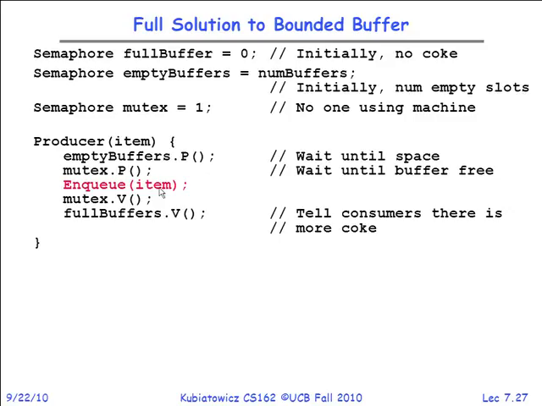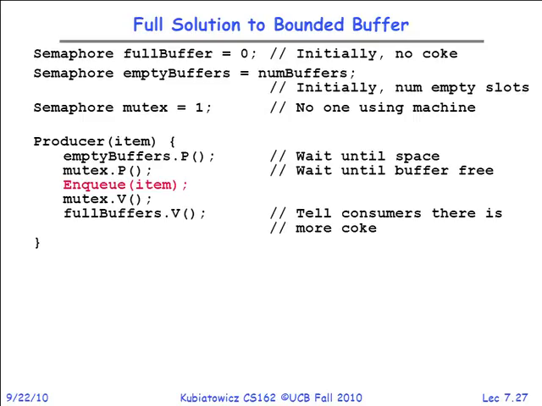So this enqueue operation is going to be enqueuing items using, I don't know, whatever you want to come up with, some sort of doubly linked list, FIFO queue, however you want to implement it. The reason we put the mutex around it is so that the different threads can't screw up the head and tail of this buffer. And then, finally, after we're done enqueuing the item, we say fullbuffers.V, which effectively says, if there's a student sleeping on the floor waiting for Coke, wake him up.